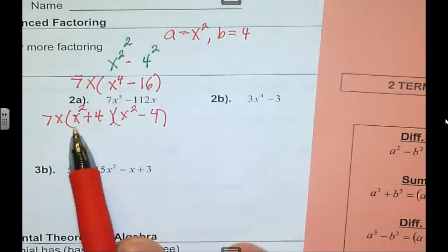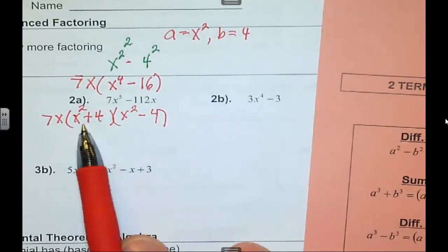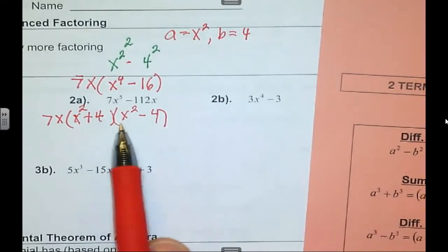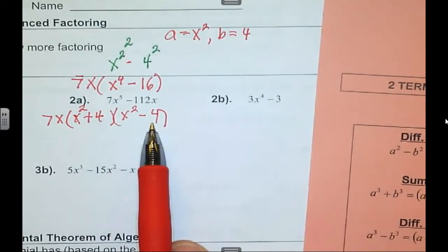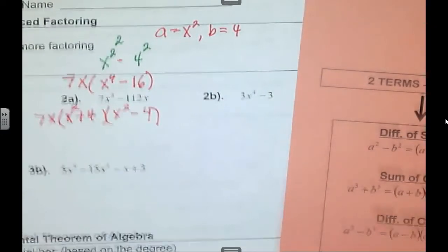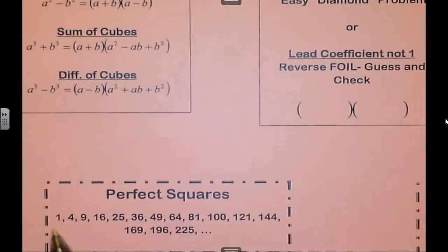I have 2 terms here, right? Is that a difference of squares? No. I have 2 terms here. Is that a difference of squares? Yes, it is. Okay. How do I know that? Because, well, if I don't, I can look at my chart. Hey, 4 is a perfect square.